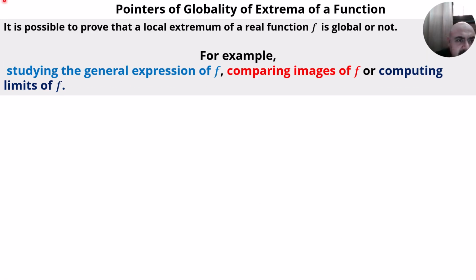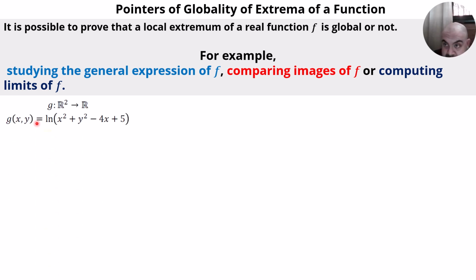طبعا هنا البوينترز بيقول: if possible, prove that a local extremum of a real function f is global or not. لو أنا عايز أثبت ده, for example, studying the general expression of f, study الحالة العامة بتاعت ال f, comparing images of f or computing limits of f. على أن أنا أقارن الليميتس بتاعت ال f وكمبير الإيمجز زي ما أنا قلت من شوية.